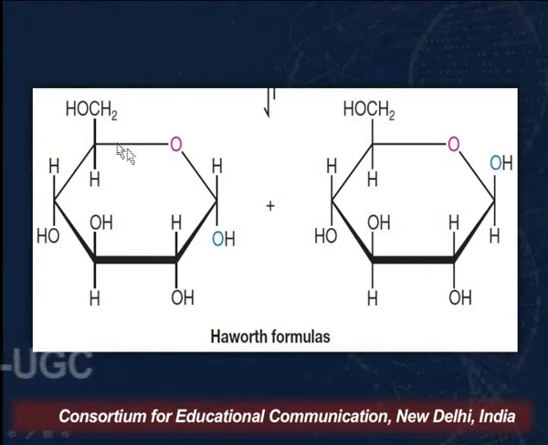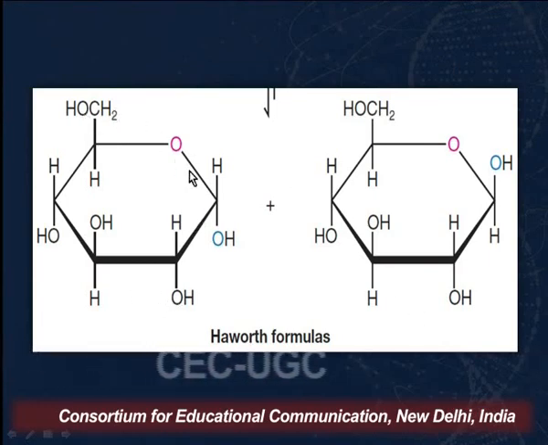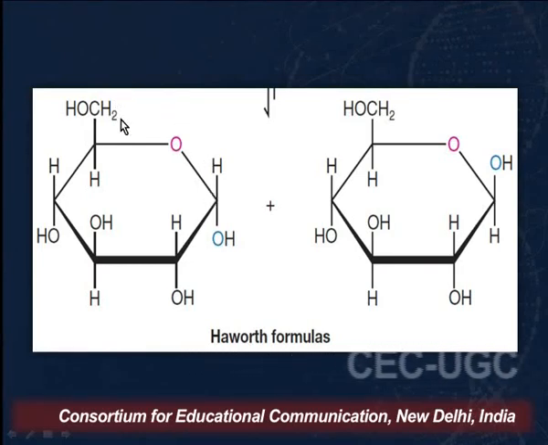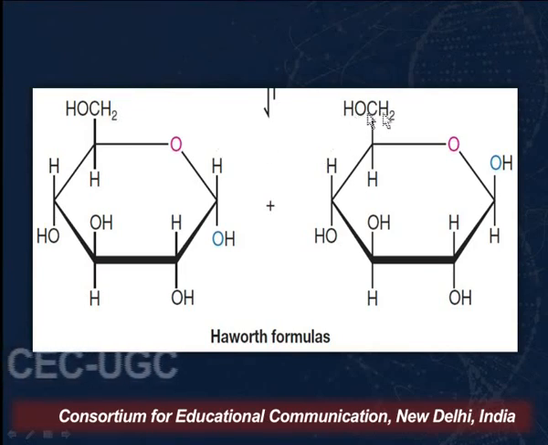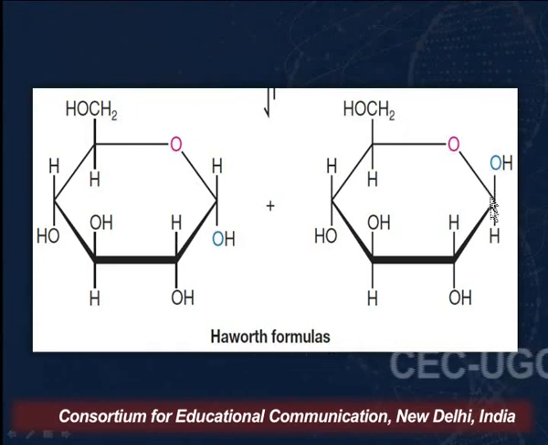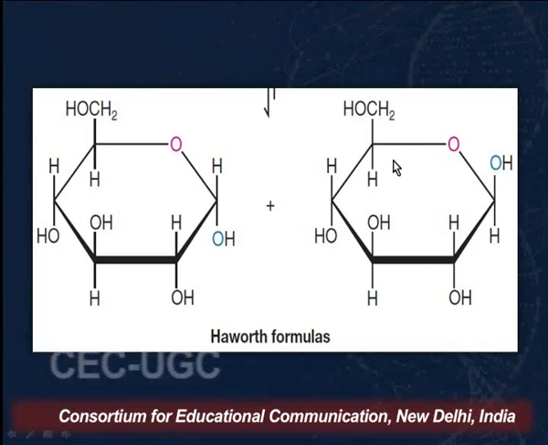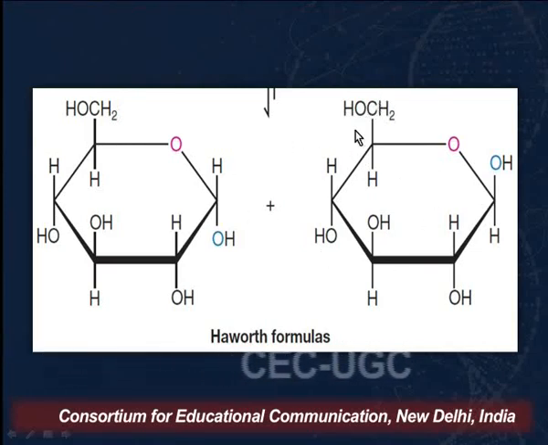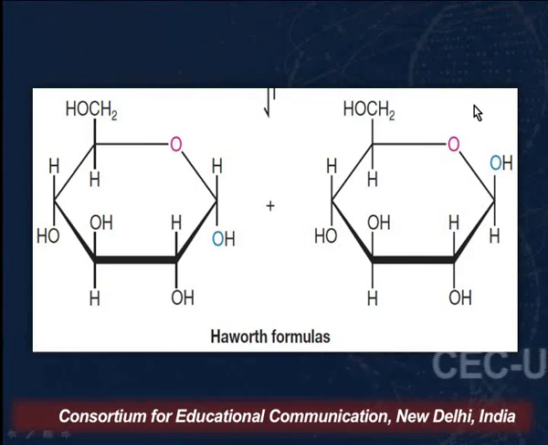Now when we look at the relative positions of the primary hydroxyl group and the OH group here, nothing is written below whether it is the alpha form or the beta form. Since these two groups are trans to each other, you will say this is the alpha form, and since the primary alcoholic group and OH are on the same side at the anomeric carbon, this is the beta form. All this I have discussed in my previous lecture, as to what the anomeric carbon is.